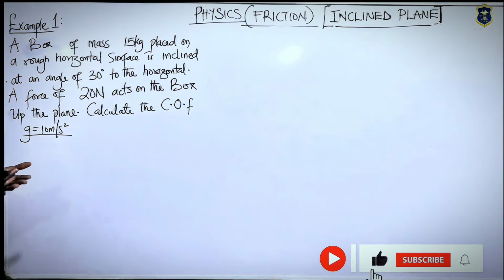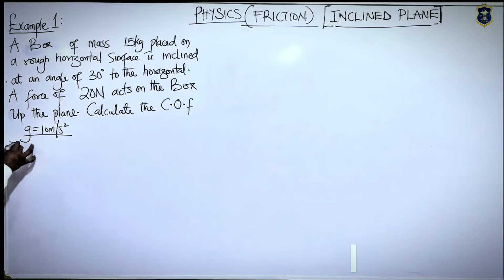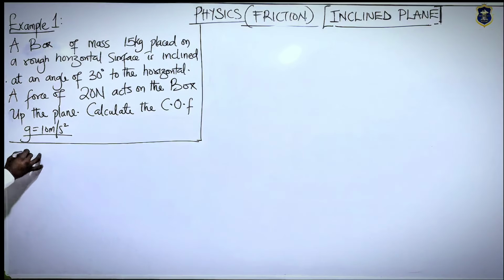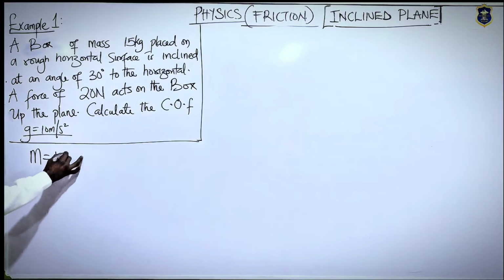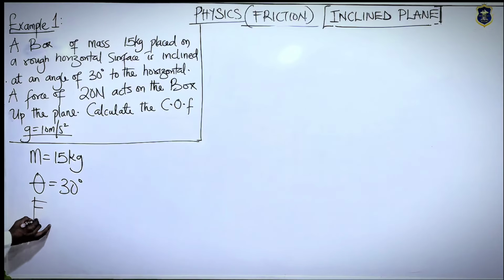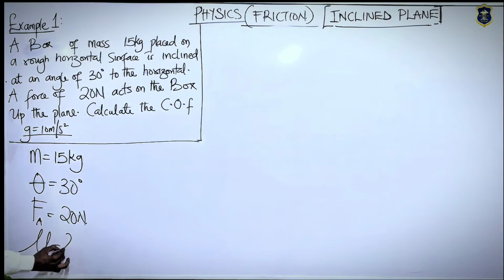Alright, so let's look at question number 1 as regards solving questions that relate to inclined plane. It says a box of mass 15 kilogram is placed on a rough surface inclined at an angle theta of 30 degrees to the horizontal. A force of 20 Newton acts on the box. So an applied force, let's call this FA, of 20 Newton acts on the box up the plane. Let's calculate the coefficient of friction. So we're looking for the mu.